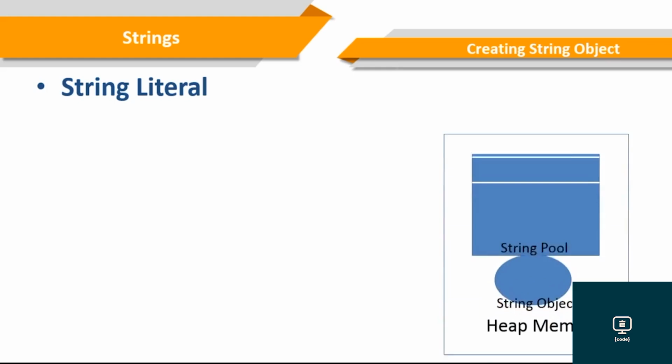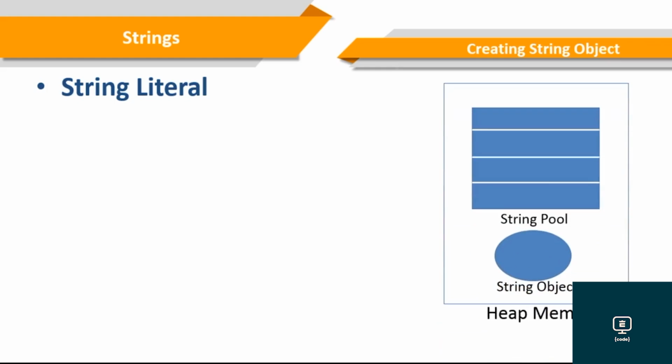Each time you create a string literal, the Java virtual machine first checks the string pool in the heap memory. If you've been paying attention, you know exactly what I'm saying. If the string already exists in the pool, a reference to the pooled instance is returned. If the string doesn't exist in the pool, a new string instance is created and then placed in the pool. So string literal provides memory efficiency, because if the object already exists in the string pool, then no new objects have to be created.